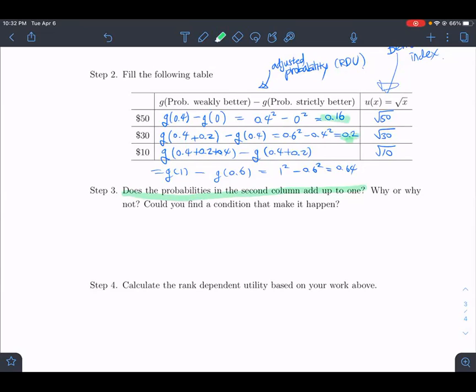So this number, and this number. Joseph said yes. Very good, very good. It adds up to 1. Okay. So why or why not? If we observe the numbers at the left here, can you see why?